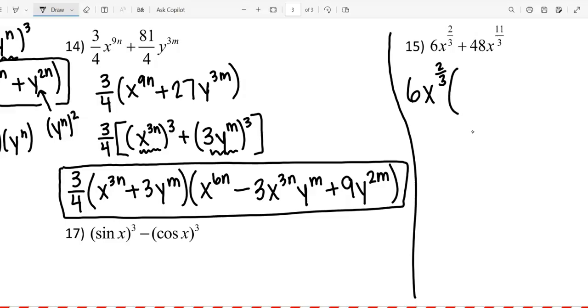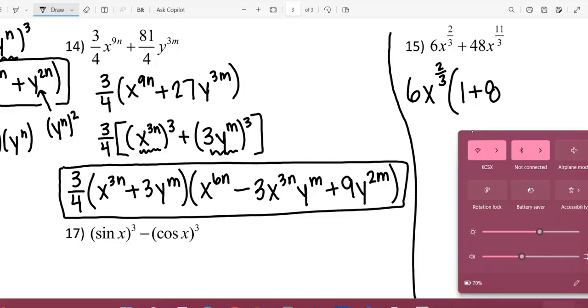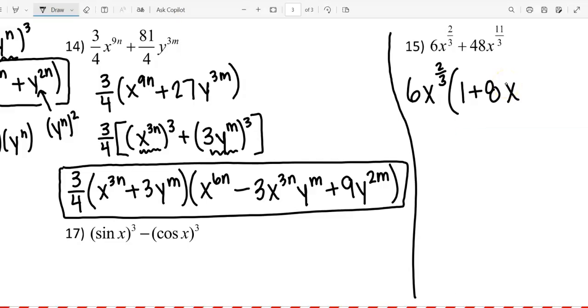6x to the 2/3 times what will give me 6x to the 2/3? 1. Some of you are forgetting to put that 1. You need to put the 1. And then 6 times what gives me 48? 8. And x to the 2/3 times x to some power is going to give me x to the 11/3. What are you doing with your powers there? Adding them. What do you add to 2/3 to get 11/3? 9/3 or 3.